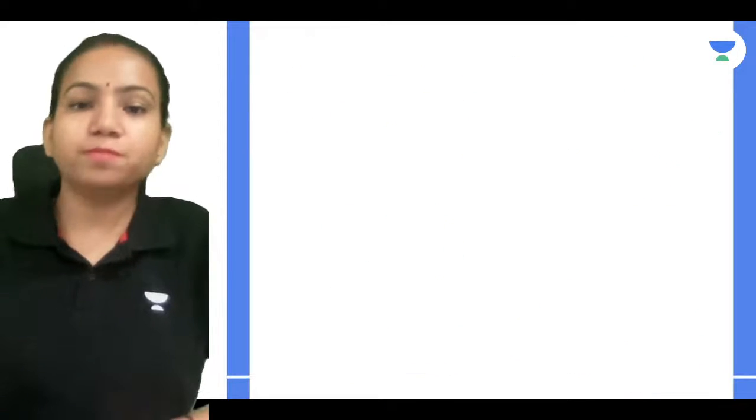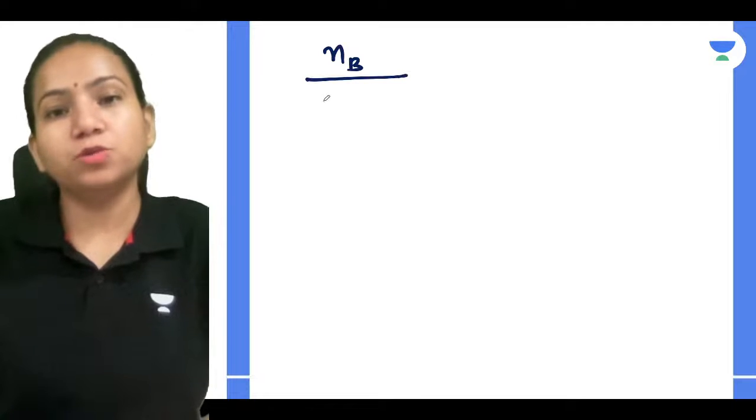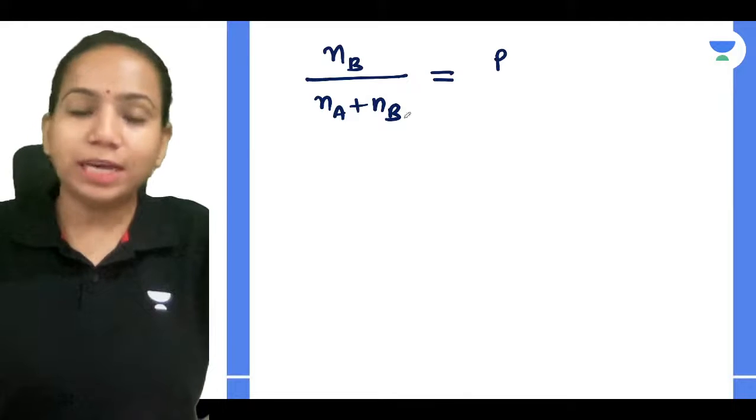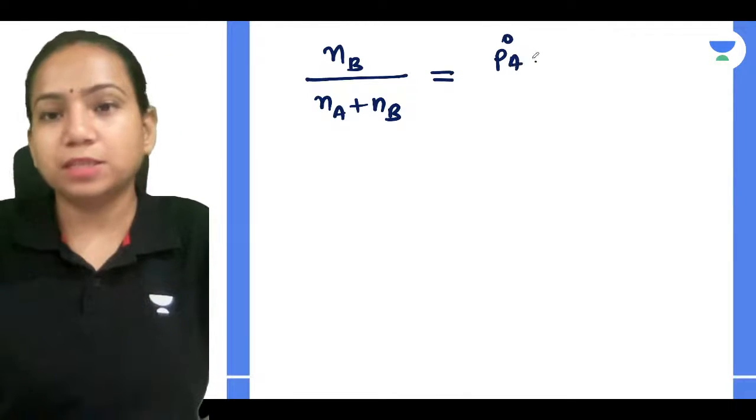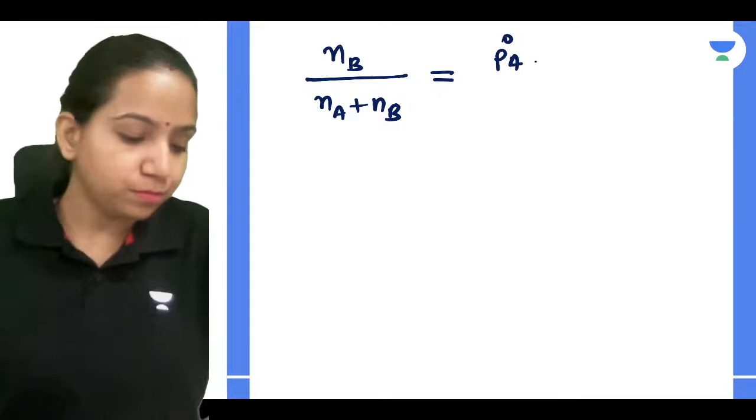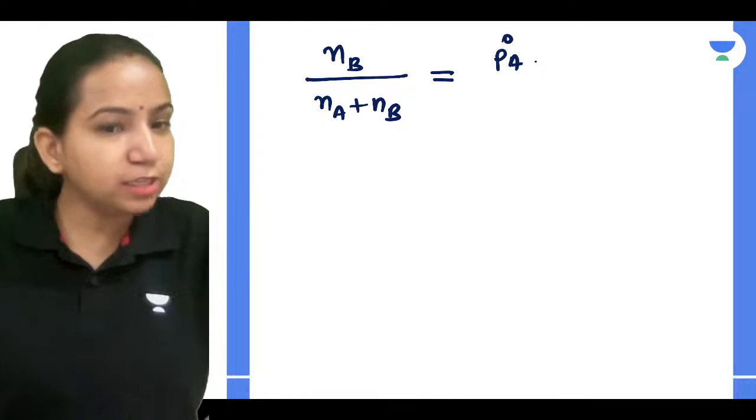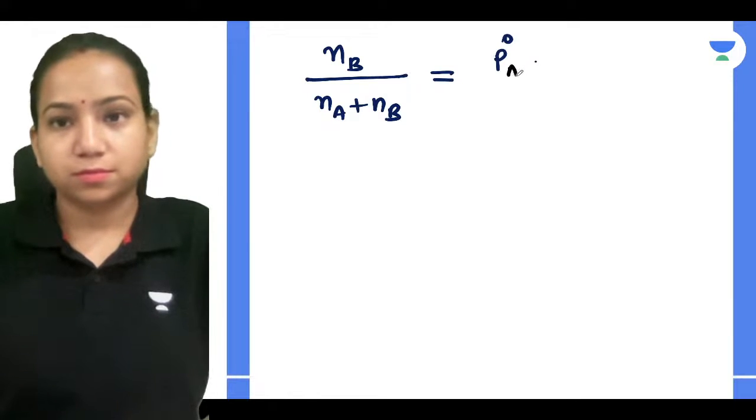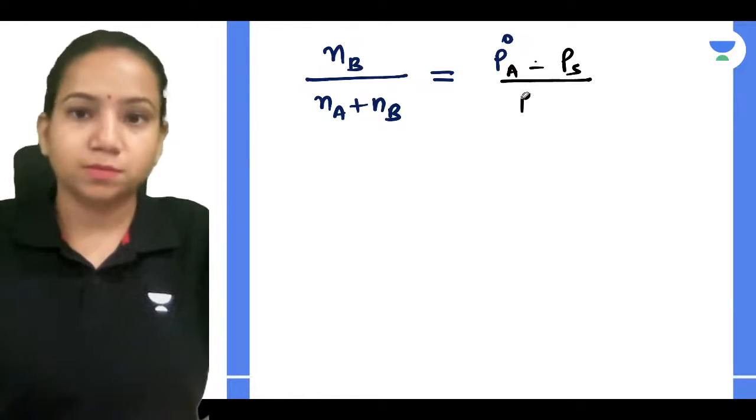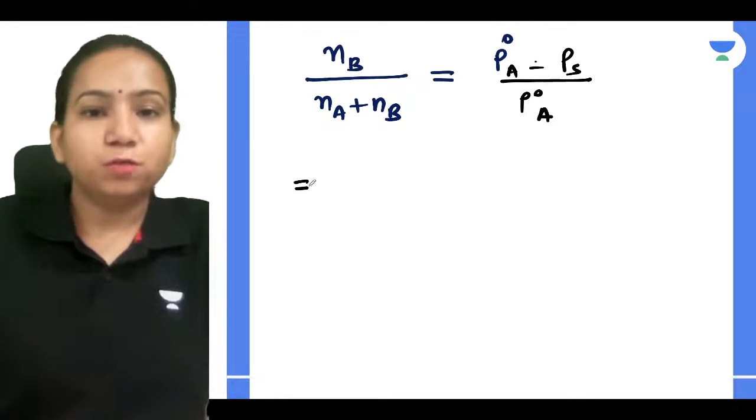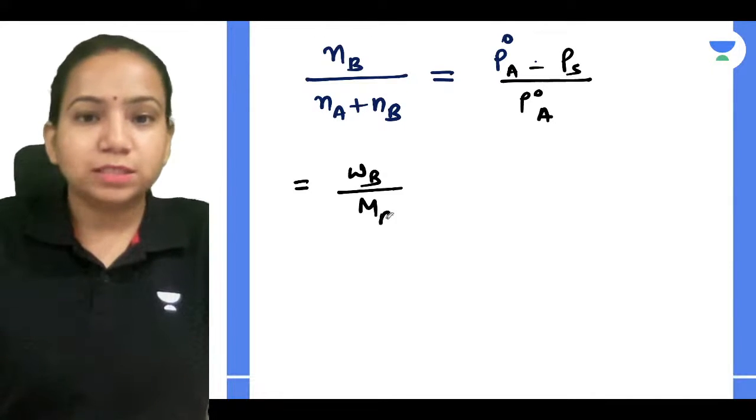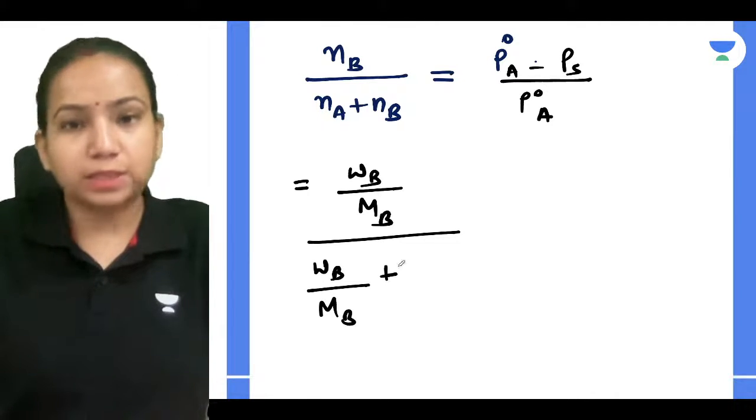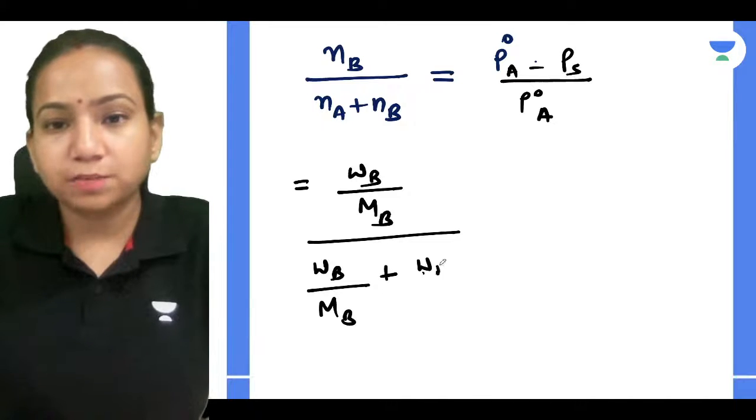So XB, how do you calculate the mole fraction of solute? Number of moles of solute divided by number of moles of solvent plus solute is equal to (P naught A minus PS), I can write PS instead of PA, divided by P naught A. Everything is given to you. Everyone, can you relate with it? What do you have to know? The number of moles, how do you calculate it? Given mass divided by molar mass. Here given mass divided by molar mass plus the given mass divided by molar mass.